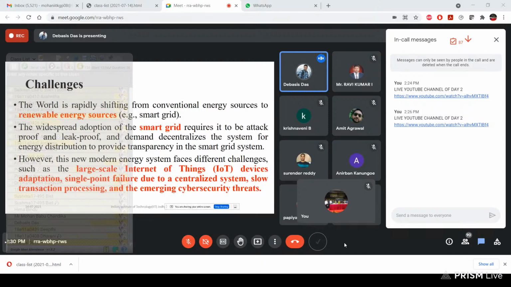So these are the challenges in the current system, as well as slow transaction processing because of the large number of devices. In the previous lecture I mentioned creating blocks for individual devices. If you have 1 million devices, then you have to create 1 million blocks, so transaction processing is also slow. Then there is also the possibility of security attacks. So these are the challenges in current smart grid systems.